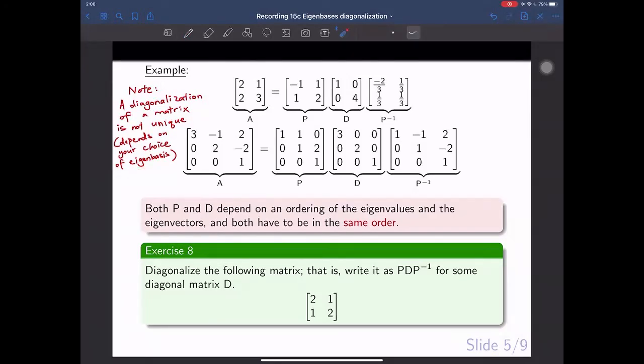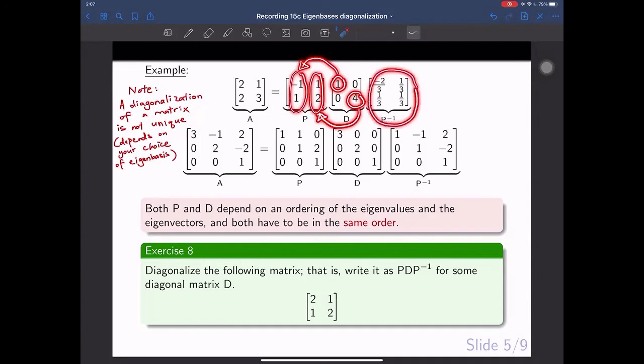Here are some examples. I have this 2 by 2 matrix A, and on the right is one possible diagonalization of the matrix. To get this, I first find an eigenbasis for A, and in this case, the two vectors in the eigenbasis are these two vectors, and the number 1 is the eigenvalue corresponding to this first vector, and the number 4 is the eigenvalue corresponding to this second vector.